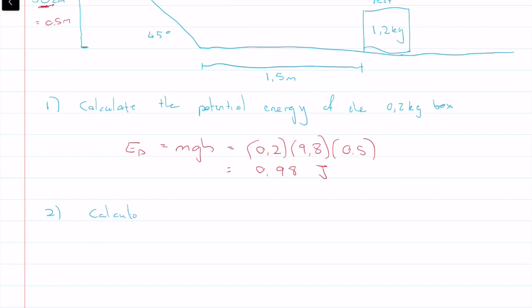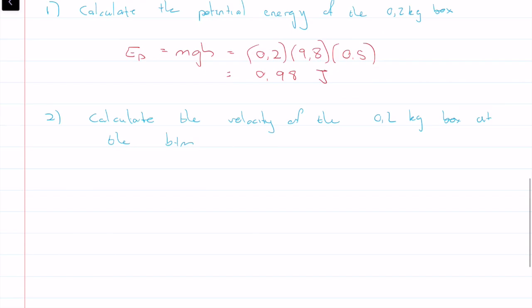Then the second part of the question says: calculate the velocity of the 0.2 kilogram box at the bottom. So how are we going to do this? Again, we are using conservation of mechanical energy. The mechanical energy at the top must be equal to the mechanical energy of the system at the bottom. So what we have is EP at the top plus EK at the top is equal to EP at the bottom plus EK at the bottom.